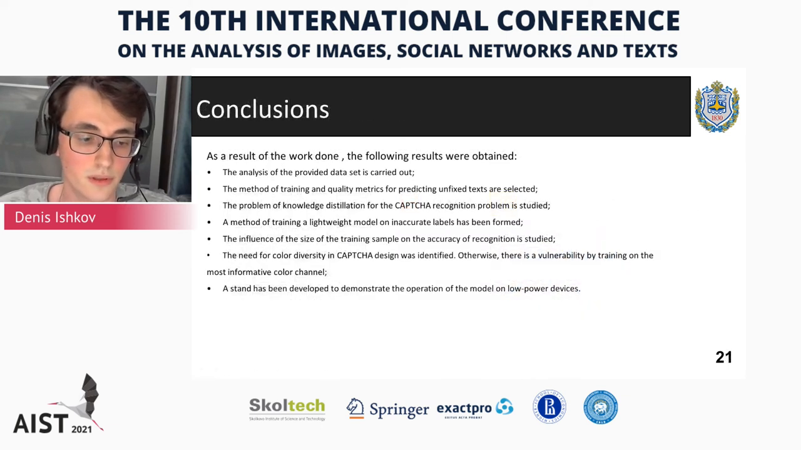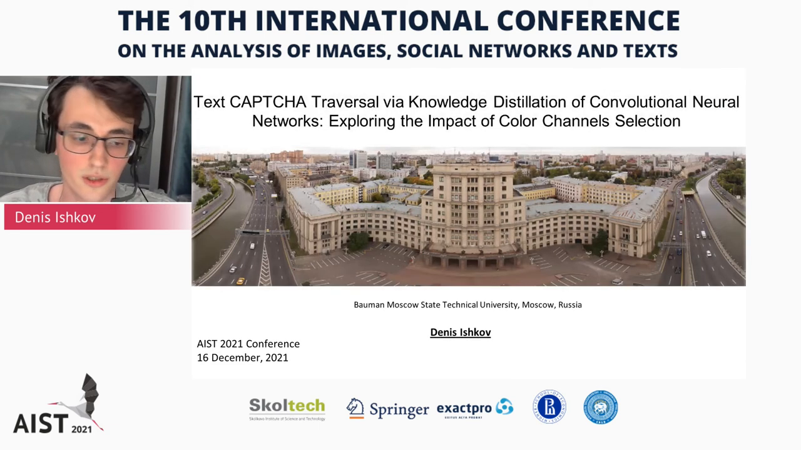And to sum up, a method of training a lightweight model on inaccurate labels from another model was formed. The influence of the training sample size on the recognition accuracy was studied. The need for color diversity in CAPTCHA design was identified. Otherwise, there is a vulnerability in CAPTCHA where malicious users can train a model on one of the most informative color channels. The proposed method allows you to train convolutional neural network models and use them to bypass text CAPTCHA on low powered embedded devices. And that's all for my speech. Thanks for your attention. I'll be glad to answer your questions.